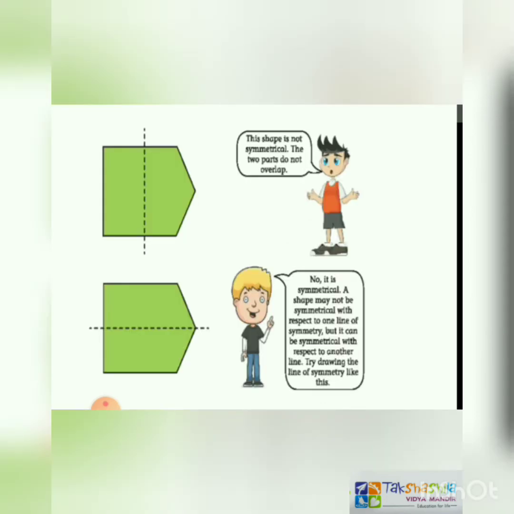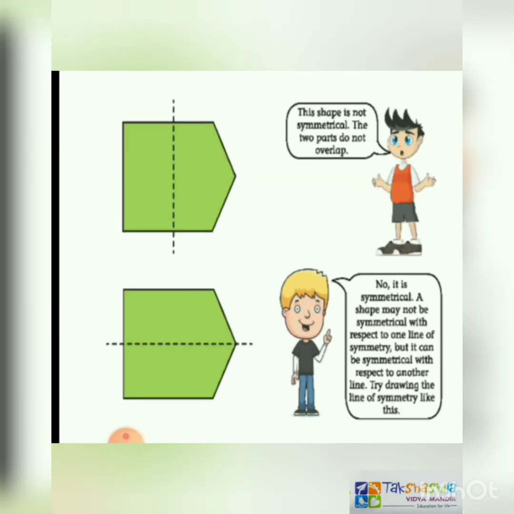And see the next one, a shape has been given for you. If you cut the shape vertically, you will not get the exact other half, right? But if you cut like this using the horizontal line, you can get the equal half. So it is called a symmetrical image. And if you cut in a vertical manner, you will not get the symmetrical image.